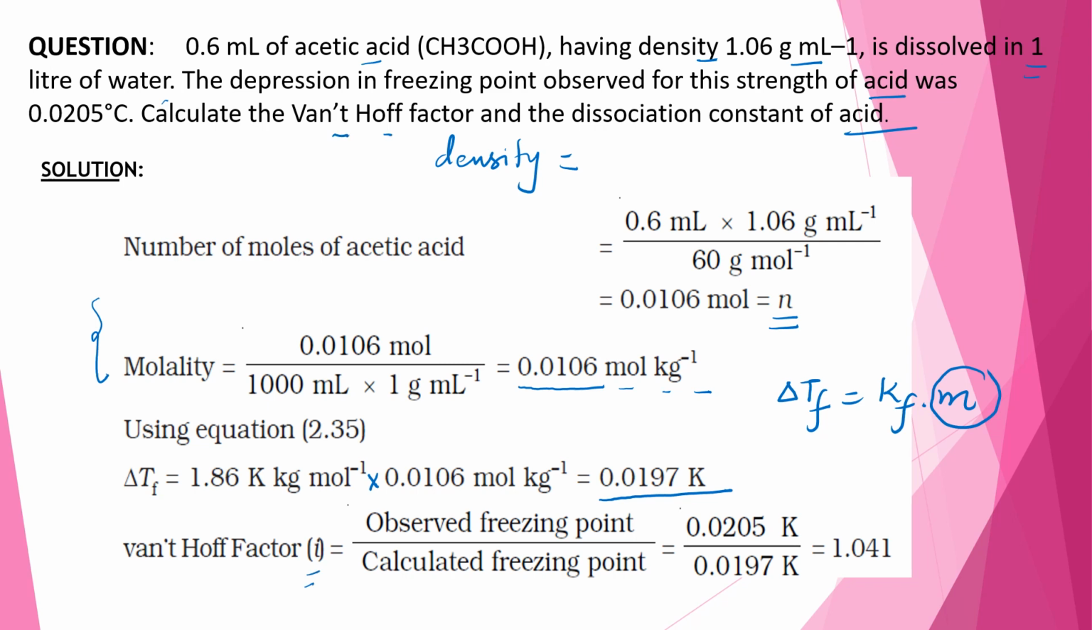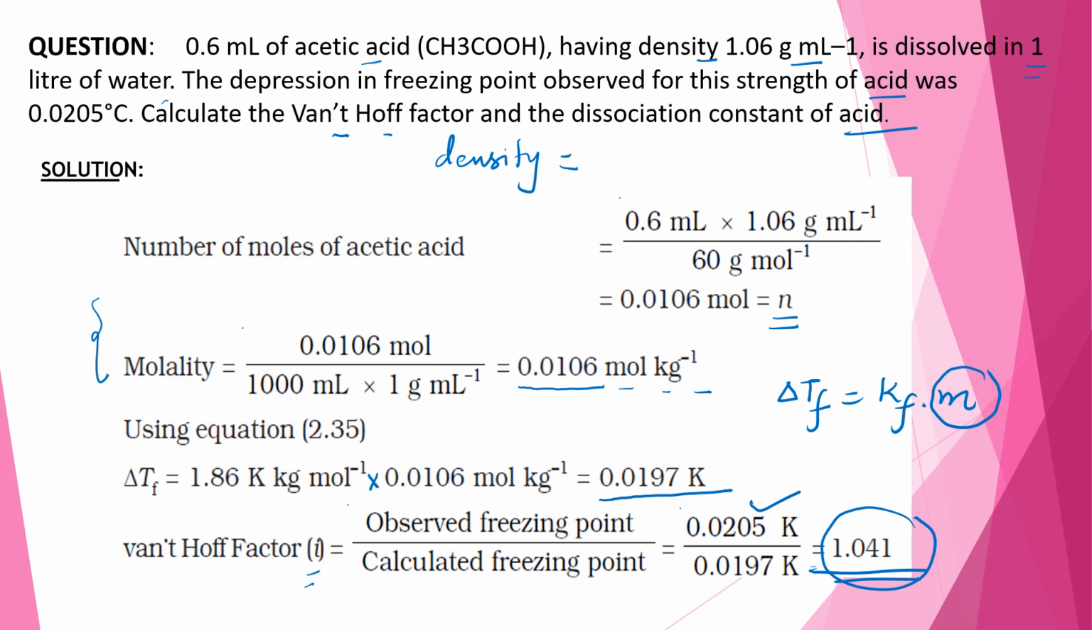Now, as we have been asked to calculate the Van 't Hoff factor, the Van 't Hoff factor is i, which is equal to observed freezing point upon calculated freezing point. So the observed freezing point, it is given in the question, is 0.0205 degree Celsius. So it is written here, and the calculated freezing point is equal to 0.0197 Kelvin. When we divide both these freezing points, we get 1.041, that is the Van 't Hoff factor.